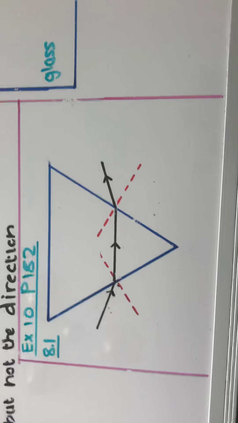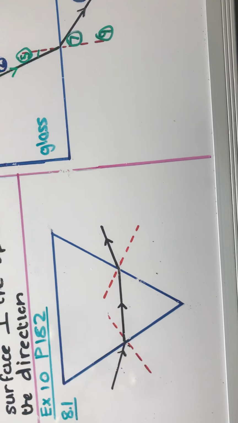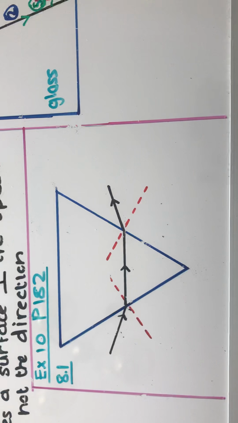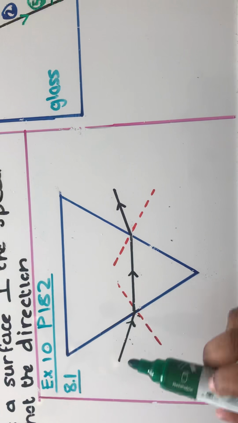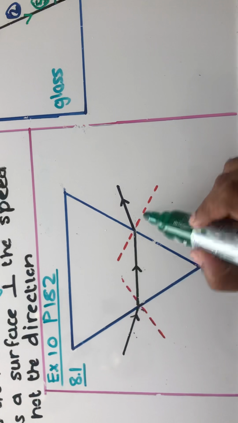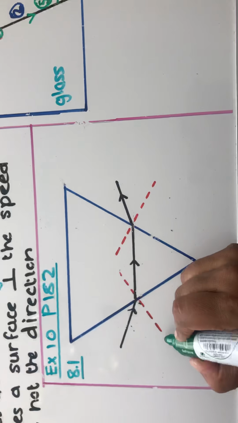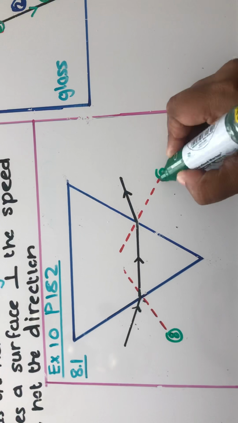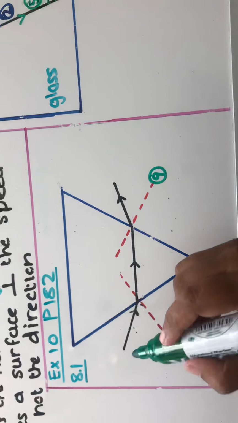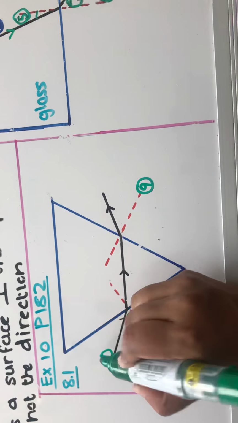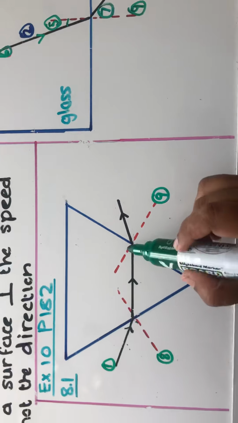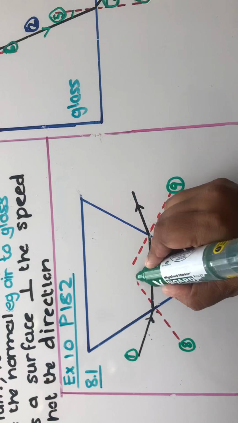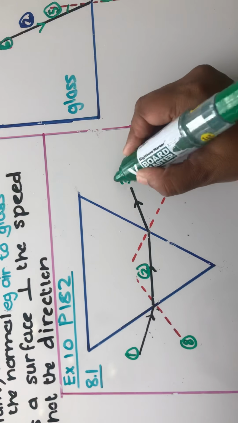Now let us refer to exercise 10 on page 182 of your textbook. I'm going to look at question 8.1. For question 8.1, again, these two lines, these perpendicular lines to the surface, would always be the normal. So you can label that as 8 and 9. The ray of light that enters the surface is the incident ray, which is number 1. The ray of light that goes through the glass in this case, or the substance, is called the refracted ray, which is given the number 2. And this would be the emergent ray, which is number 3.